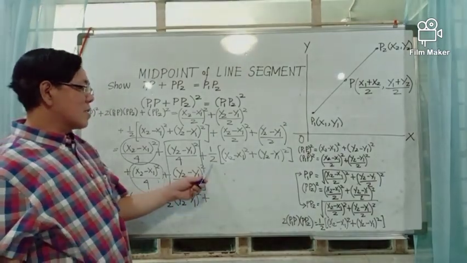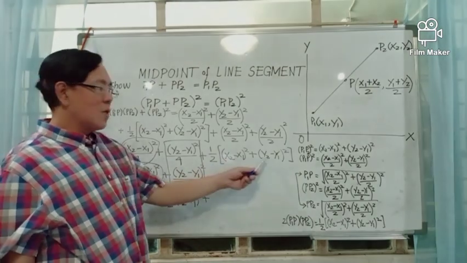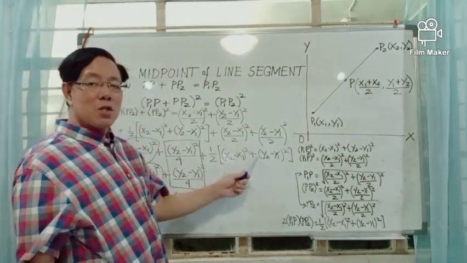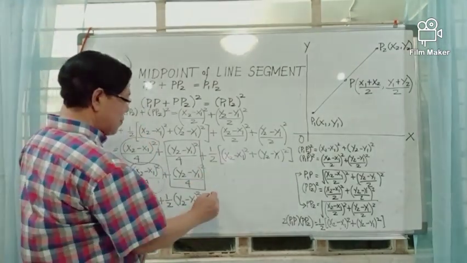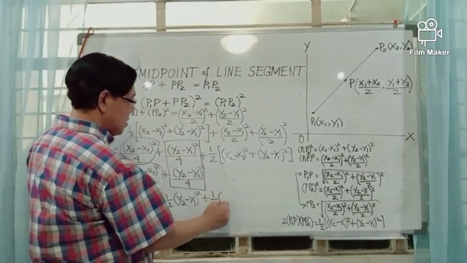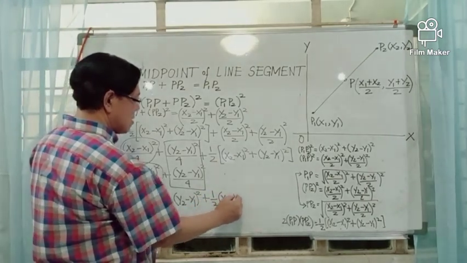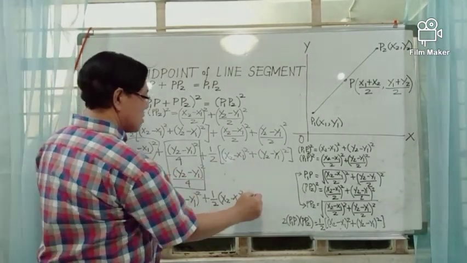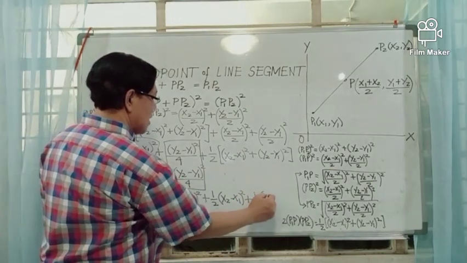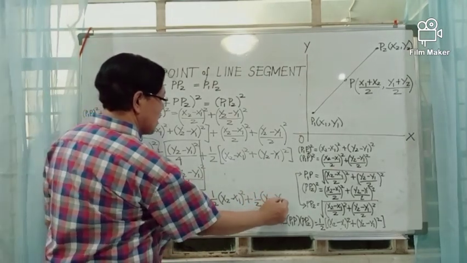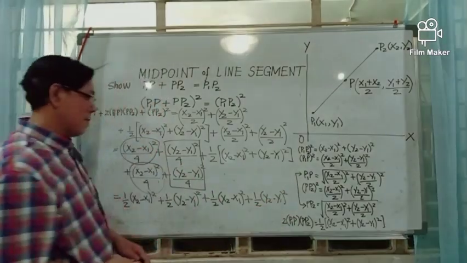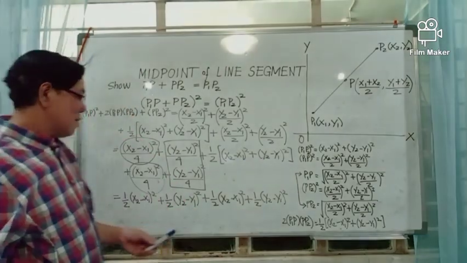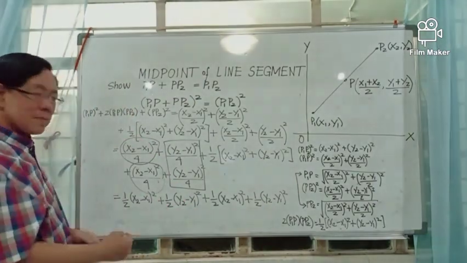here you may distribute 1/2 to each of these terms by the distributive property of multiplication over addition. We distribute: 1/2 times x2 minus x1 squared, plus 1/2 times y2 minus y1 squared. And this expression can still be simplified by combining like terms.